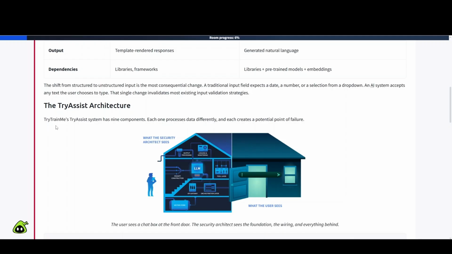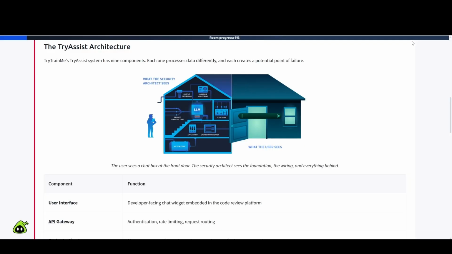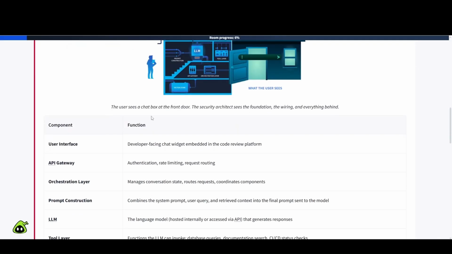The TryAssist architecture. TryHackMe's TryAssist system has 9 components. Each one processes data differently, and each creates a potential point of failure. So we can take a look at this fancy infographic here. This is what the security architect sees on the left side: output processing, logging, monitoring, prompt construction, API gateway, orchestration layer, tool layer, vector store. And on the other side, what the user sees is just the little chat box there. The user sees a chat box at the front door. The security architect sees the foundation, the wiring, and everything behind.